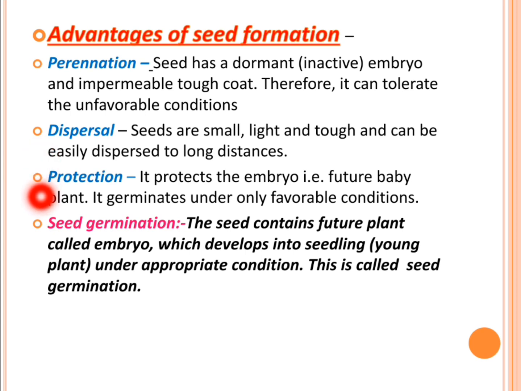Protection. Seeds protect the embryo, that is the future baby plant present in these seeds. It germinates only under favorable conditions, meaning when it gets suitable temperature, warmth, air and nutrients. So what is seed germination? The seed contains the future plant called the embryo, which develops into a seedling or young plant under appropriate conditions. This is called seed germination.